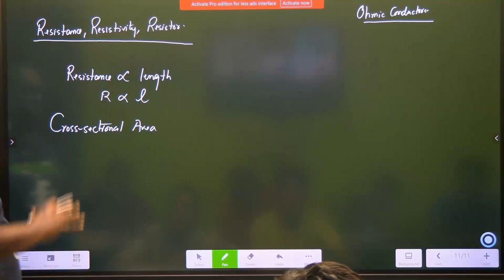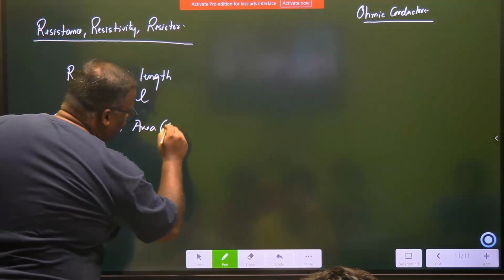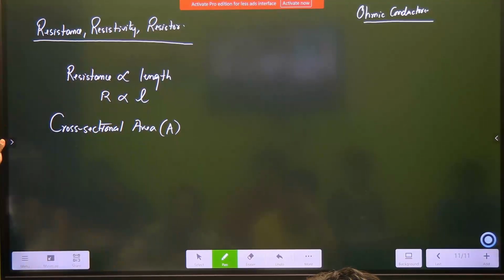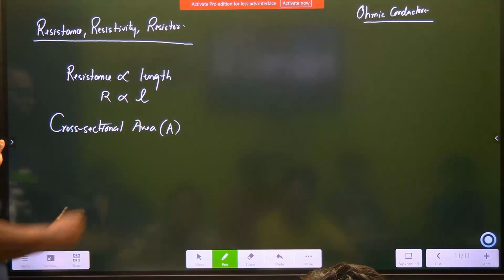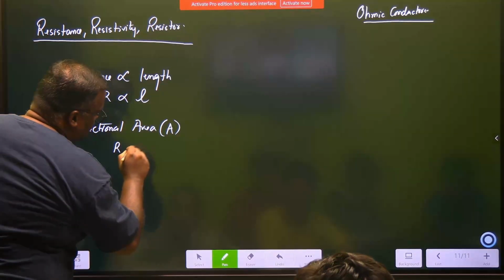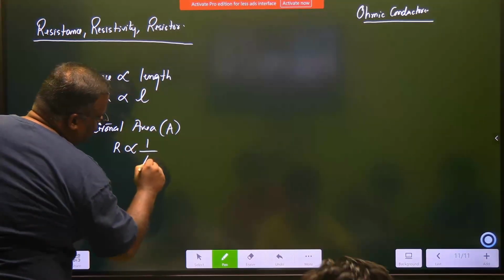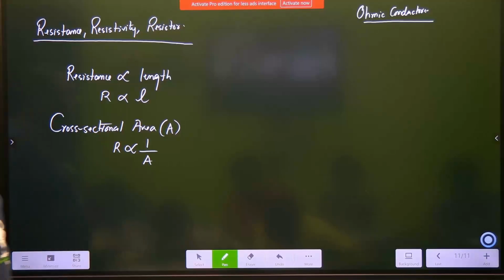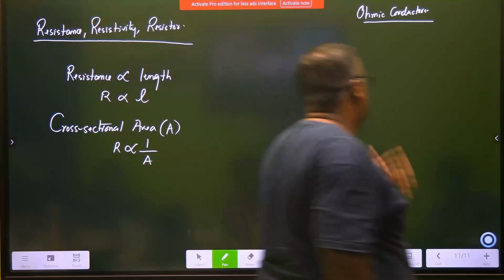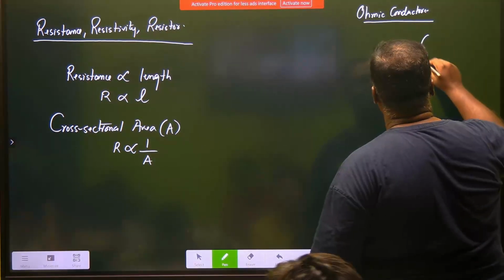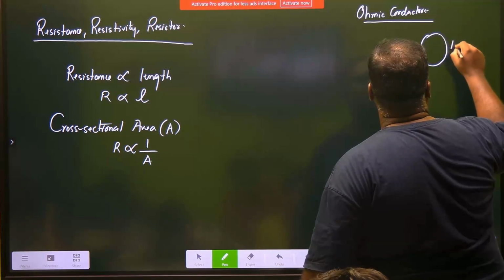So the cross-sectional area is what we are interested in. When we defined current also, we said how many electrons are passing through the cross-sectional area. So we find resistance is inversely proportional to the cross-sectional area. This I can explain at your level also, you'll be able to understand. Let's say I had a conductor whose cross-sectional area was A.